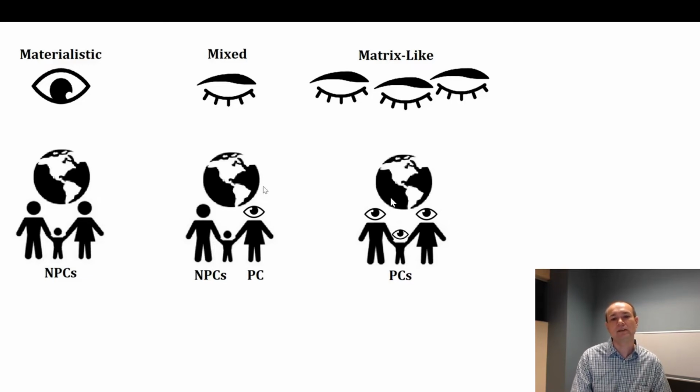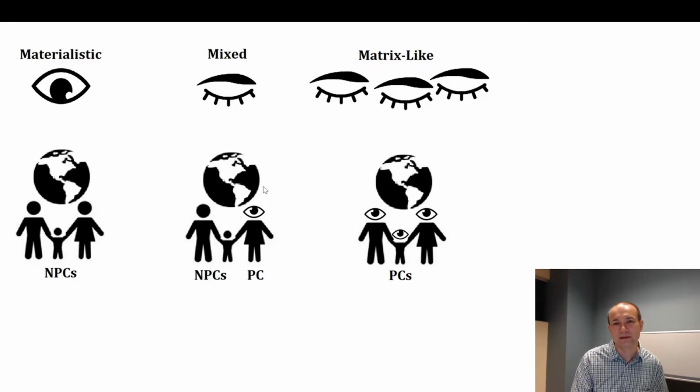Then there is a Matrix-like world where minds exist outside of this world, and within this world we are just avatars for those minds, and everyone is a player character. And then there is a mixed version where there are some non-player characters, so just simulated beings, simulated minds within the simulation, and some of us might be minds that exist outside of the simulation but represented as avatars. So there are three main versions.